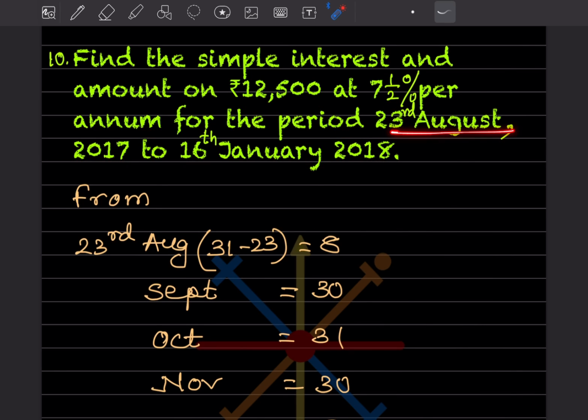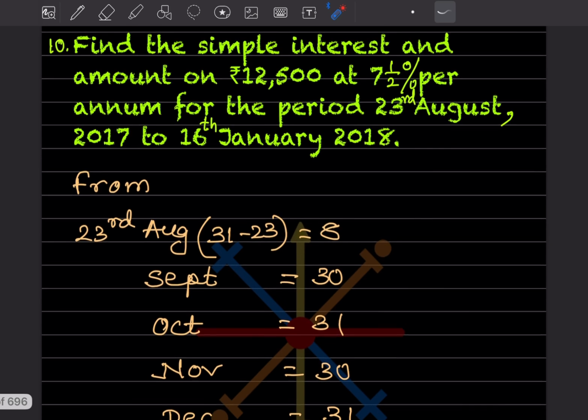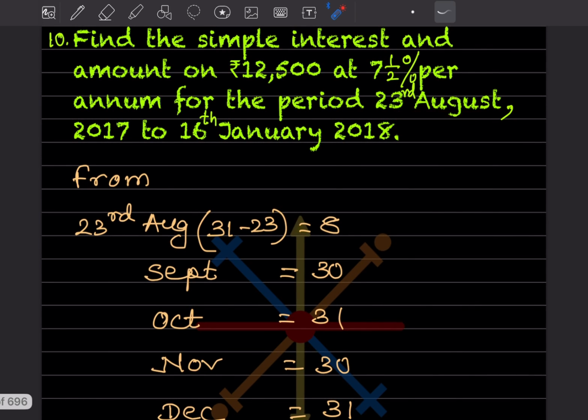Because we will calculate the time, the number of days first. From 23rd August we are going to calculate. So you know in August we have 31 days. So what will you do? We'll see the number of days, whatever the leftover days. So that will be 31 minus 23 because we have total from 23 to 31st. So we'll subtract 31 minus 23.